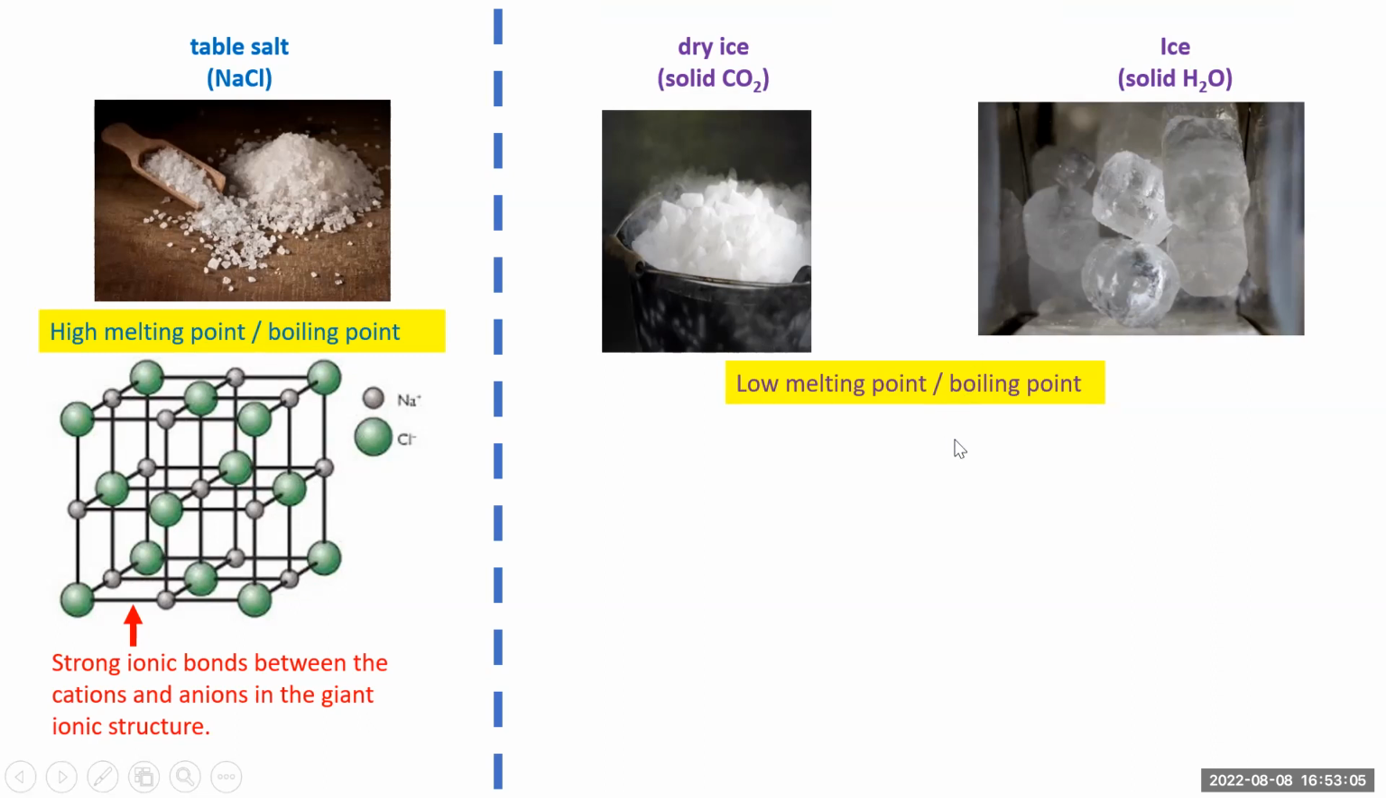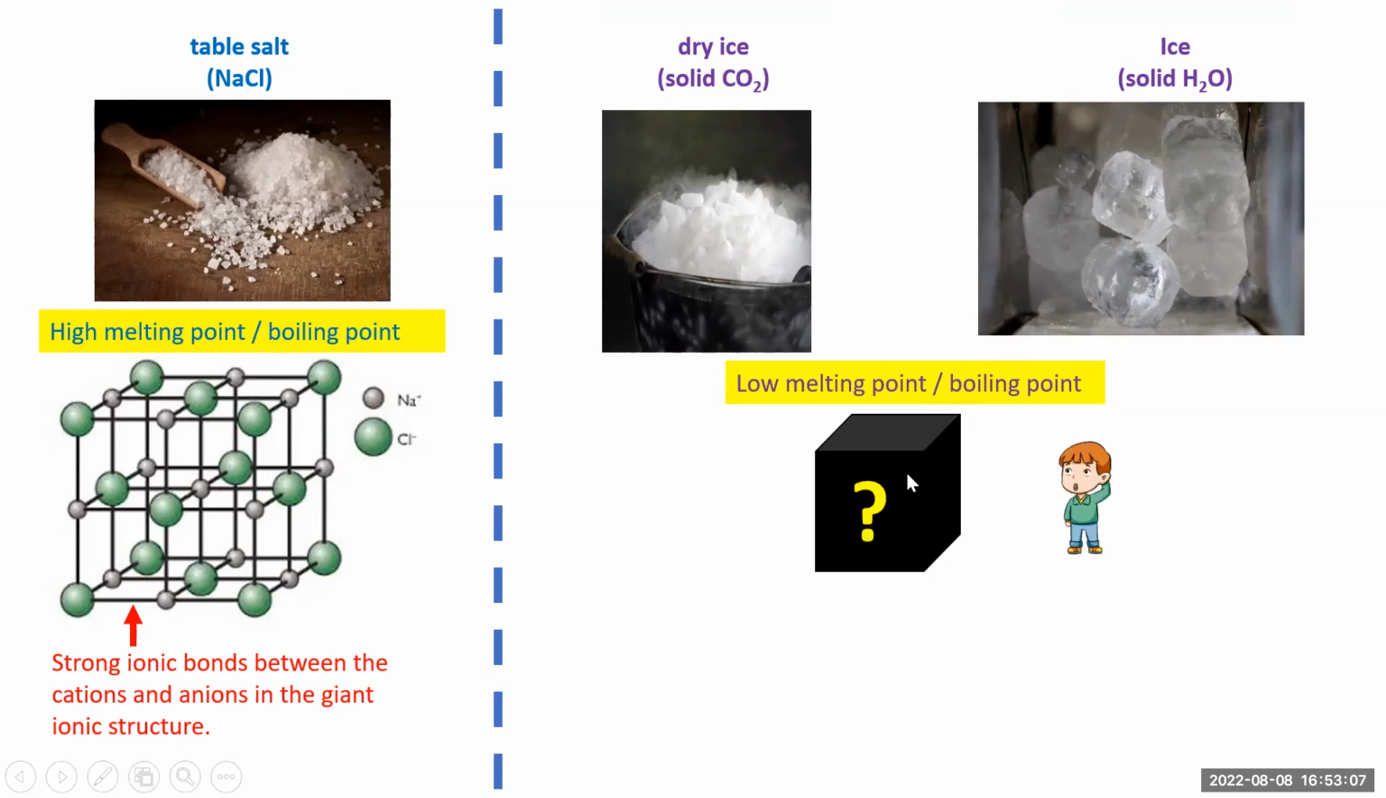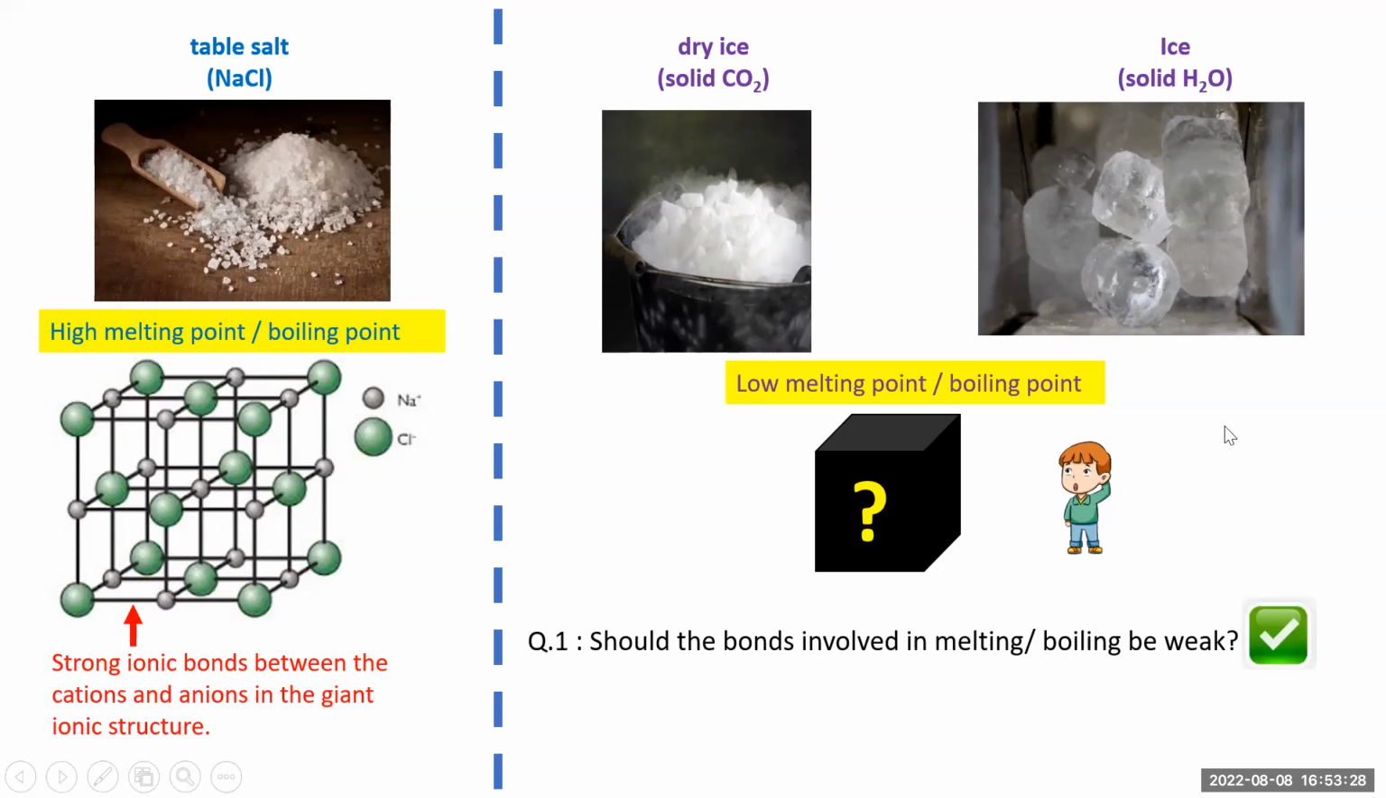So now we have to ask ourselves, how should the crystals look like? Think about the first question. Should the bonds involved in melting and boiling be weak? Do you think the bonds are weak in both carbon dioxide and the water? I mean the ice. Yes, right? Because with weak bonds, just a little amount of energy will be required, and then you can break them easily. So it has a low melting point and boiling point.